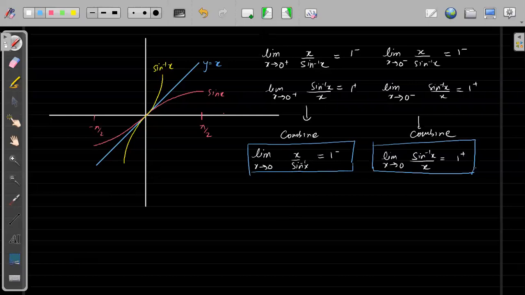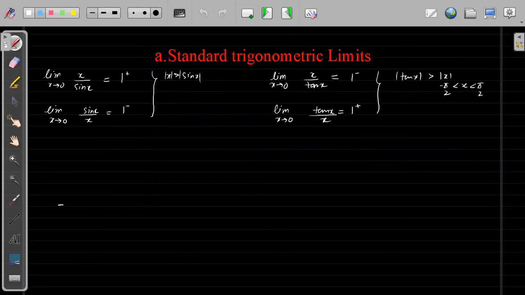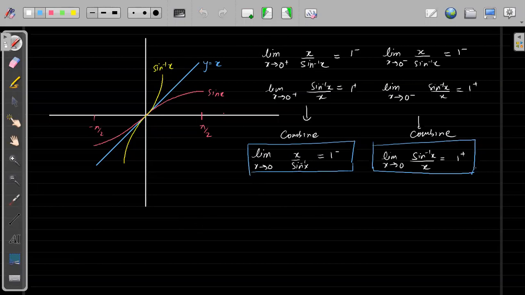Similarly, if we look at the tan inverse curve and compare it with the tan curve, we know the result will be exactly opposite. So if I write for tan also, the limit of x tending to 0, x by tan inverse of x will be 1 plus, and the limit of x tending to 0, tan inverse of x by x will be equal to 1 minus. Okay, so let's copy this one also.